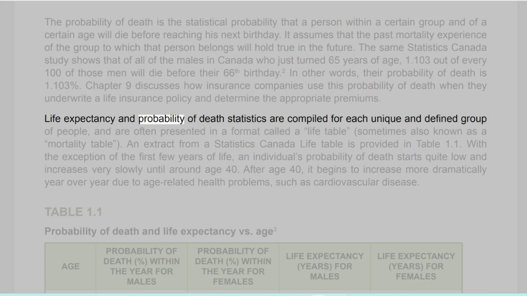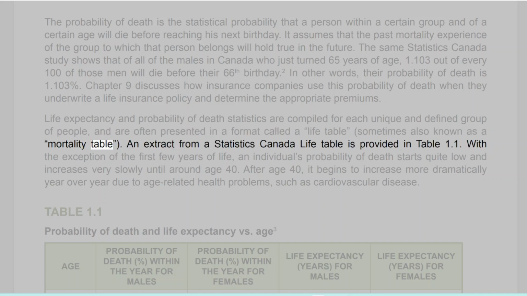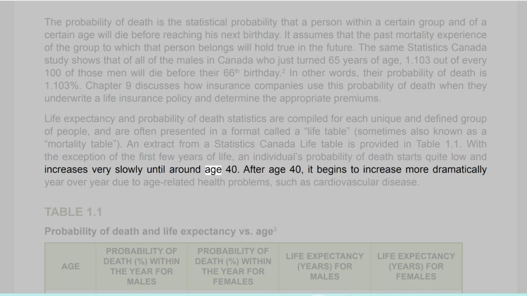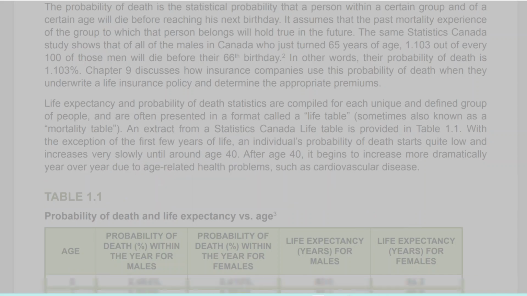Life expectancy and probability of death statistics are compiled for each unique and defined group of people, and are often presented in a format called a life table, sometimes also known as a mortality table. An extract from a Statistics Canada life table is provided in Table 1.1. With the exception of the first few years of life, an individual's probability of death starts quite low and increases very slowly until around age 40. After age 40, it begins to increase more dramatically year over year due to age-related health problems, such as cardiovascular disease.